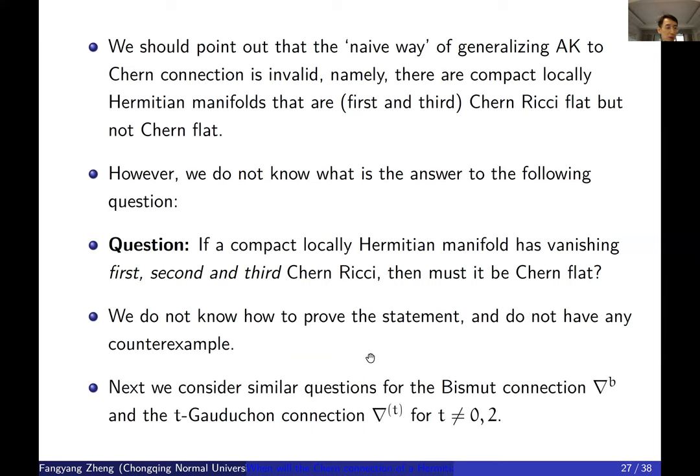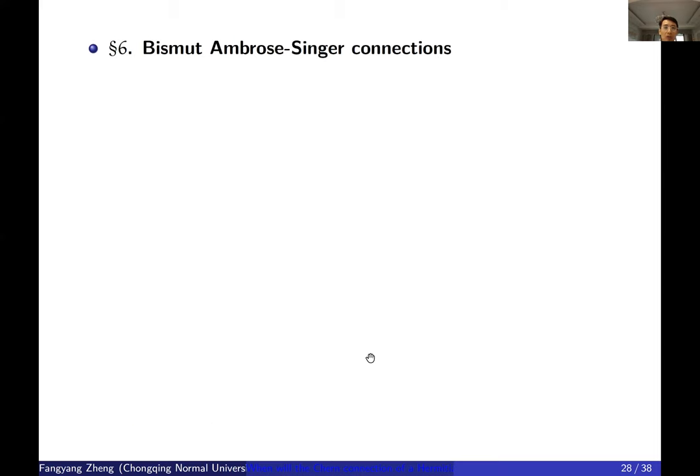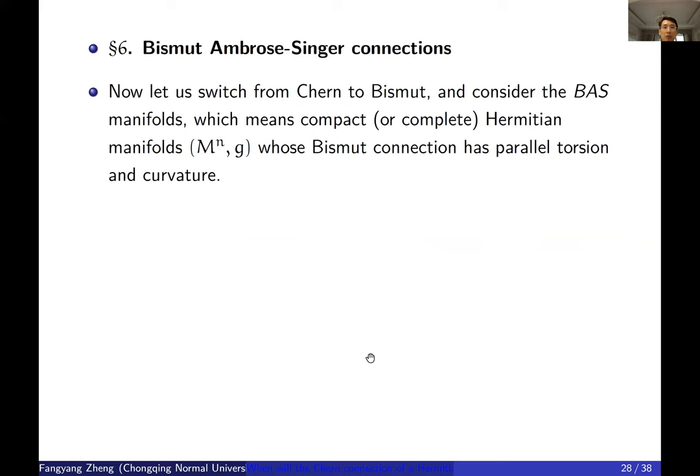Okay, so in the remaining time, let's switch gears to other canonical metric connections on Hermitian manifolds, namely the Bismut connection and the t equal to 1/2 connection. So let's start with the Bismut connection. We call it BAS. BAS simply means Bismut Ambrose-Singer, meaning the Bismut connection has parallel torsion and curvature.